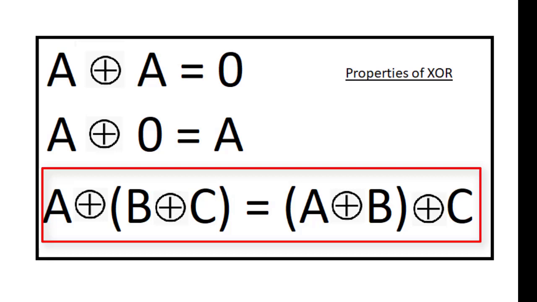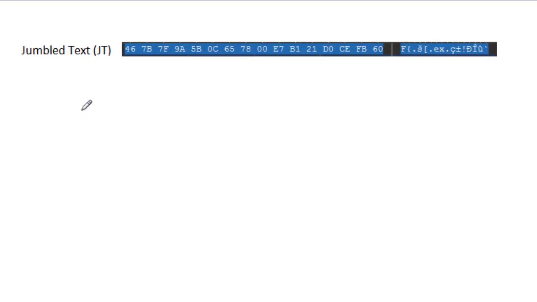Now, coming to the problem that we are trying to solve, what you see here is the first 16 bytes of the decrypted file, which is the jumbled text. So this jumbled text is basically the XOR of the plain text and the IV. Now, to get the IV, we can do something simple.